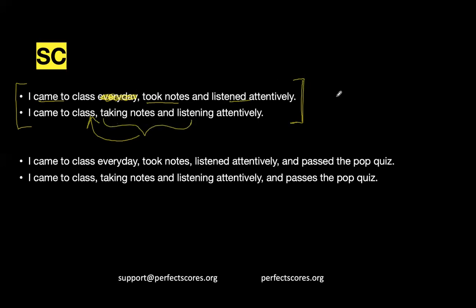Yeah. So, in the first one, you're talking about three separate actions. In the second one, you're actually talking about one main action, and these two are basically parts of that same action. So, again, it depends on what kind of meaning the sentence is trying to give you. Because in the first one, you have parallelism between came, took, and listened. All of them are verbs. But in the second one, parallelism is needed only between taking and listening, not with the came.